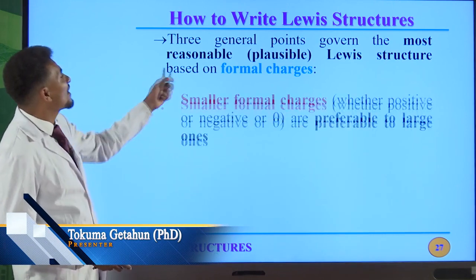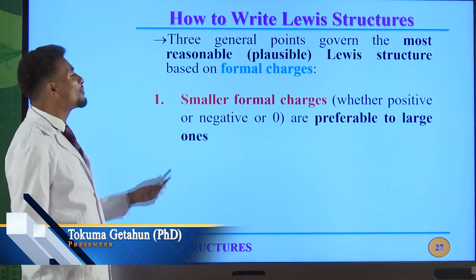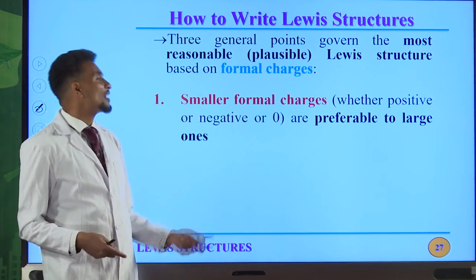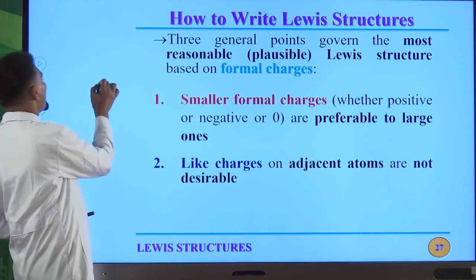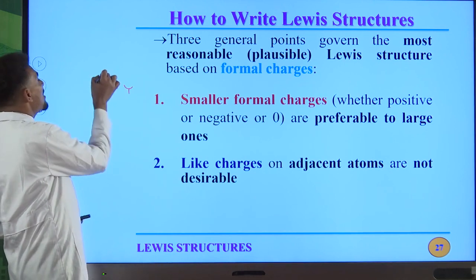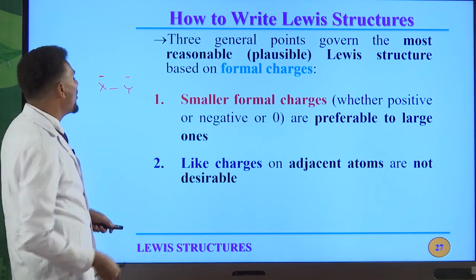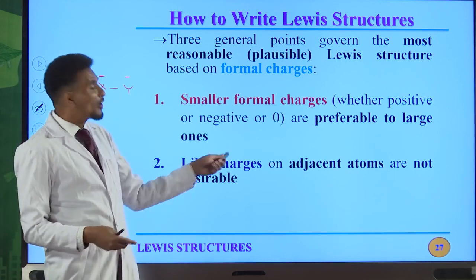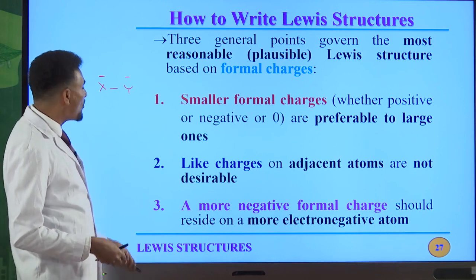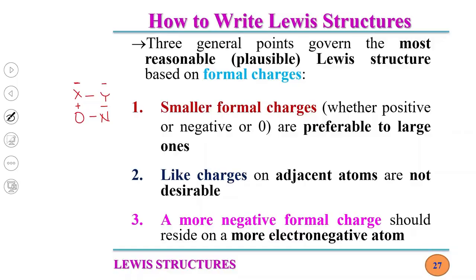And also there are general pointers that govern the most reasonable Lewis structure based on formal charges. Smaller formal charges are preferable to larger ones. And the second one, like charges on adjacent atoms are not desirable. For example, XY, if you have a negative charge on X and also a negative charge on Y, these like charges on adjacent atoms are not desirable. So remember this one also. This is also a main point. The third one, a more negative formal charge should reside on the more electronegative atom.